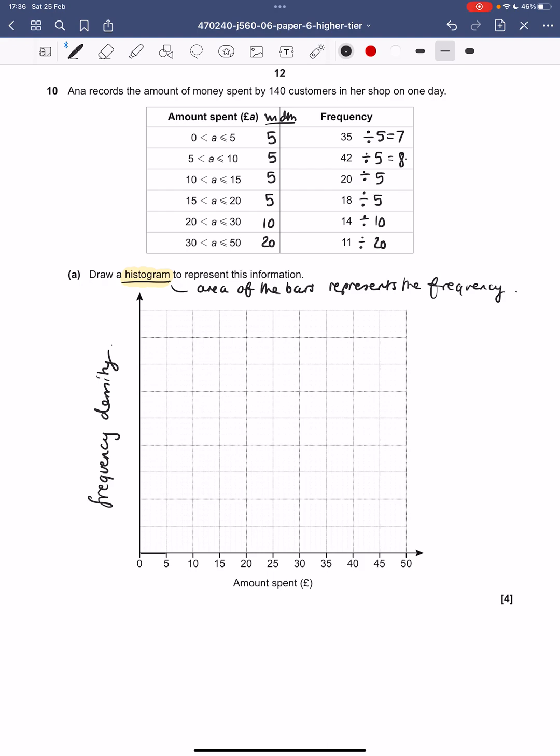So that's going to be 8.4. That's going to be 4. It's going to be 3.6, 1.4, 0.55. So our highest is 8.4. 1, 2, 3, 4, 5, 6, 7, 8.4. Shall I write those down?